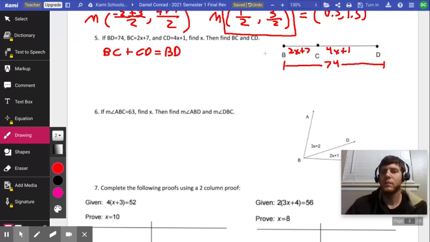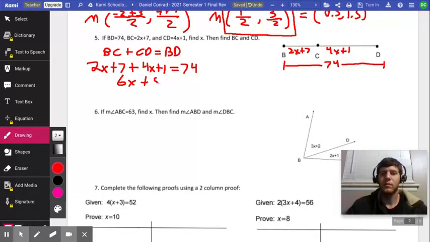Okay, so BC we can then substitute in. So this will be 2x plus 7 plus CD. CD is 4x plus 1. So we can substitute that in. And that equals BD, which is the whole thing, which is 74. Combine like terms, we have 6x. 7 plus 1 is going to be plus 8 equals 74. We can subtract 8 from both sides, and we're going to get 6x equals 66. If you divide by 6, you're going to get x equals 11.